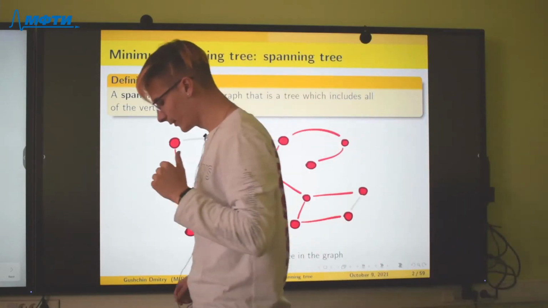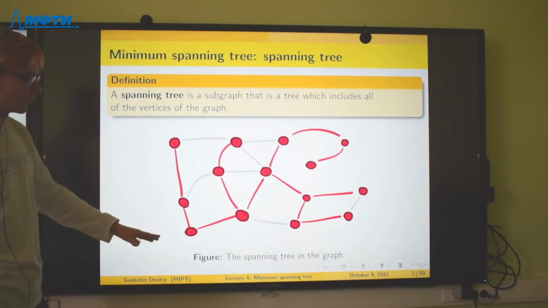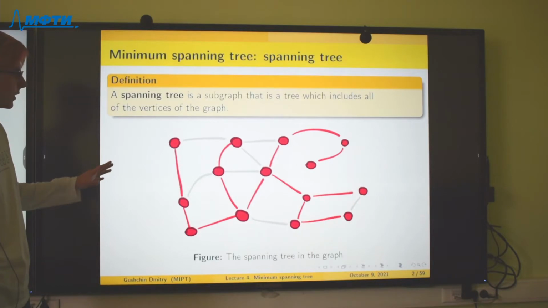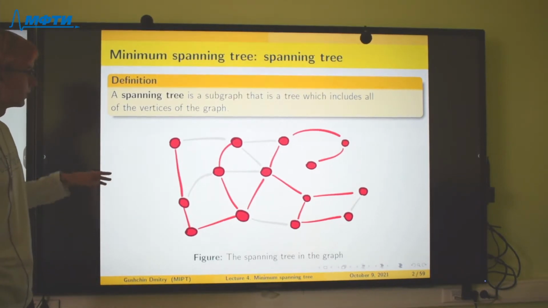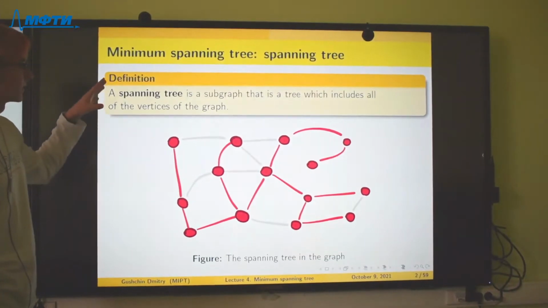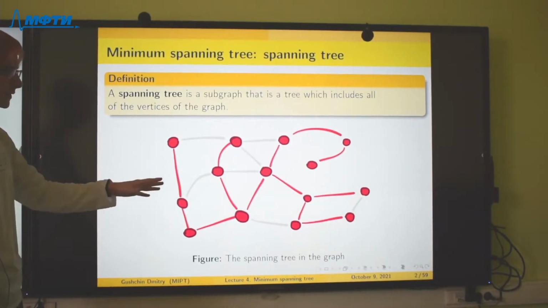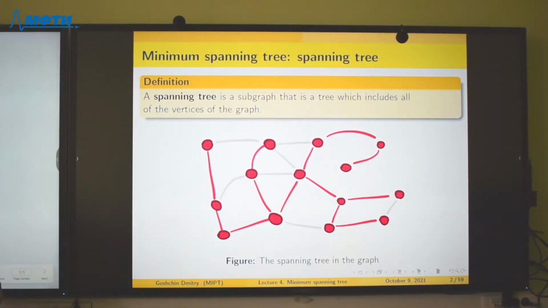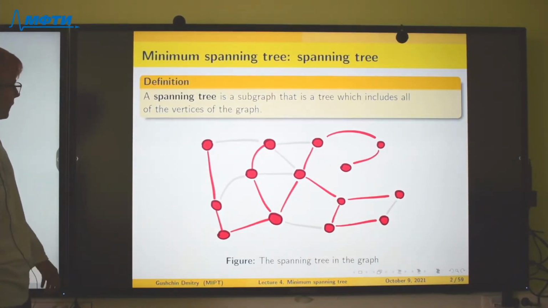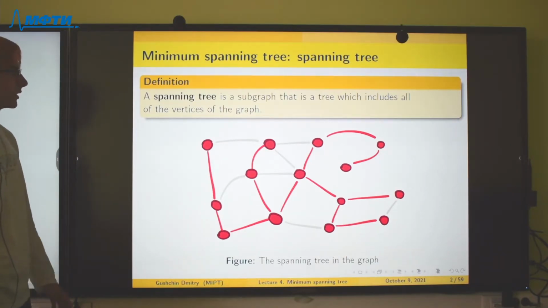If we have an undirected graph, for example, without weights, and we have one connected component, then we say that a tree as a subgraph is a spanning tree when it includes all the vertices in the graph. And of course, if we have more than one component, there isn't a spanning tree, and for example, we can say that there is a spanning forest.